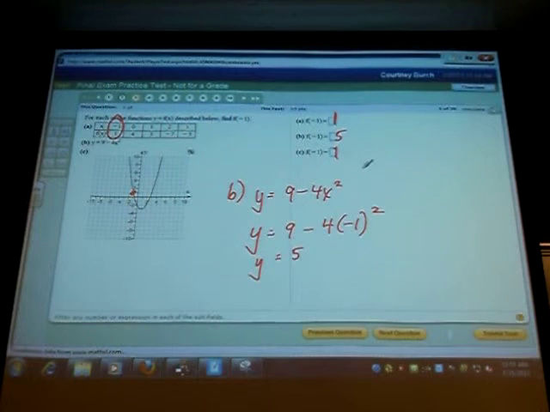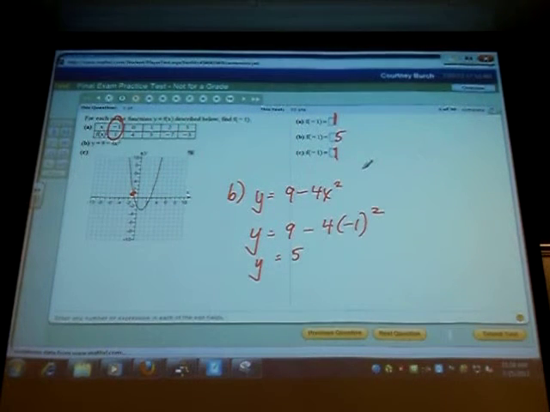Where is negative 1 on this graph? Find the point on the graph. Where the graph crosses the line, right there. So we hit these lines and go up. This is negative, but where it's lying is 1. So the y value is 1.